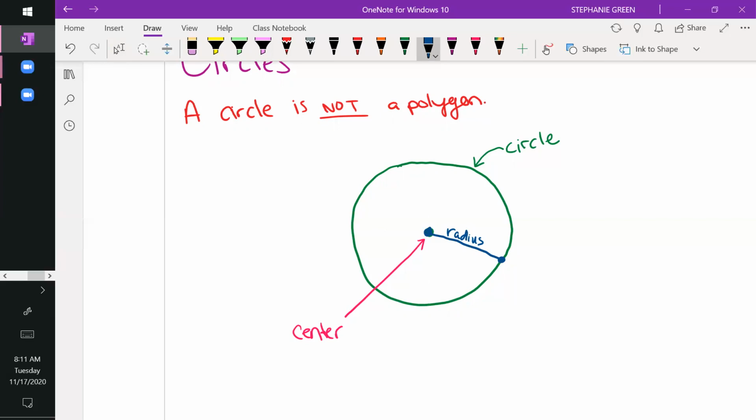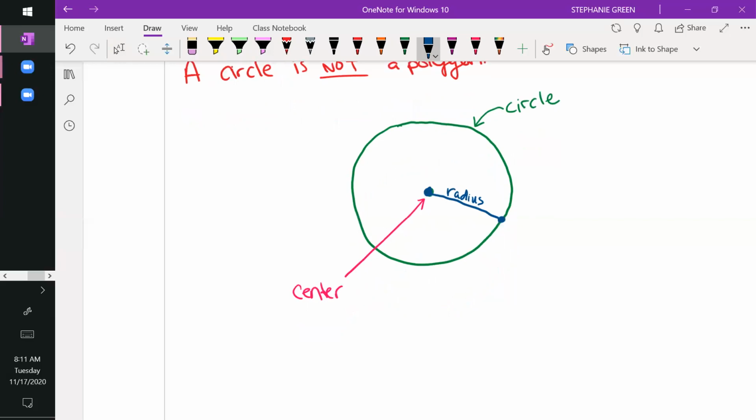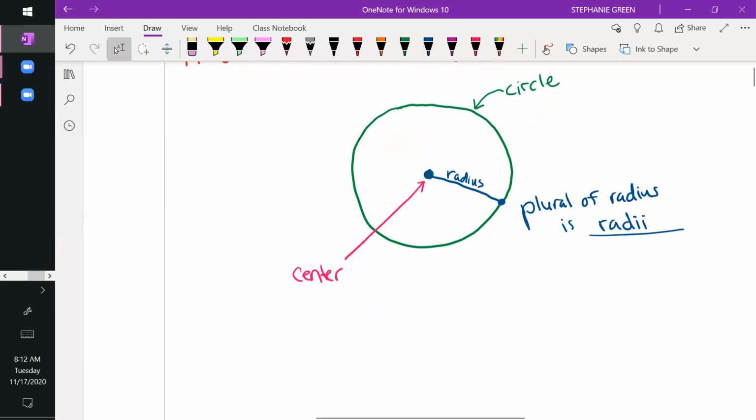Okay, if you didn't know, the plural of the word radius is radii. So weird. R-A-D-I-I. That's that. So if we were looking at more than one radius, we are actually looking at radii. So again, all radii in a circle will have the same length because that's actually the definition of a circle. A circle has an infinite number of radii, and the radius defines the size of a circle.